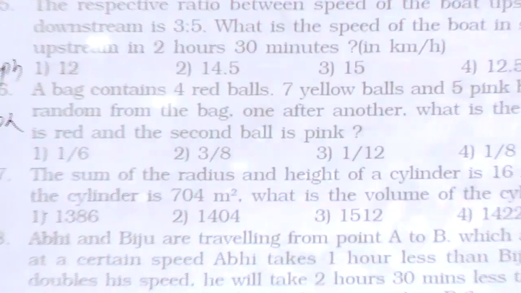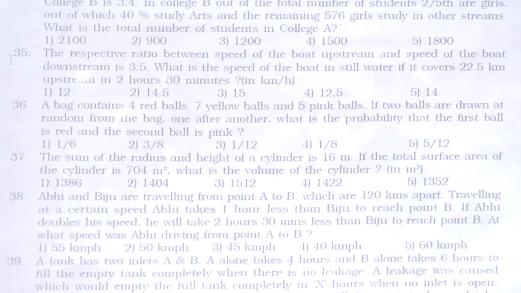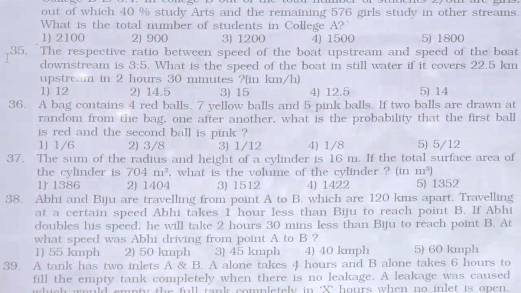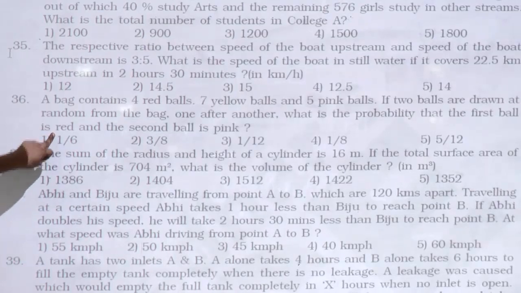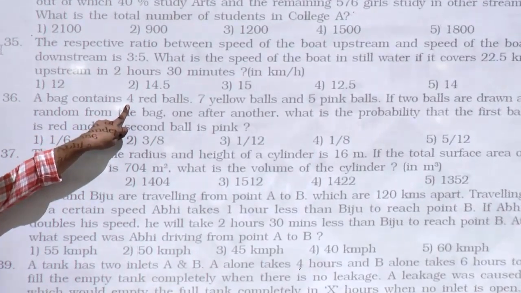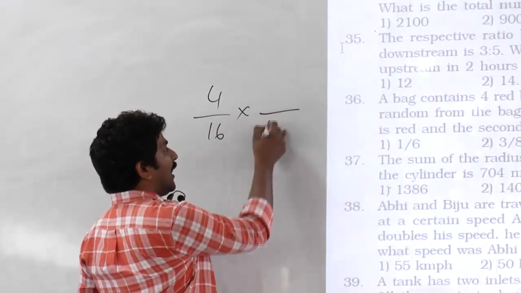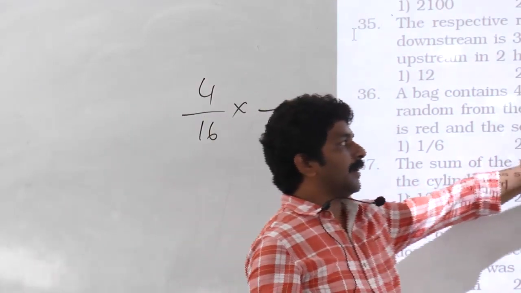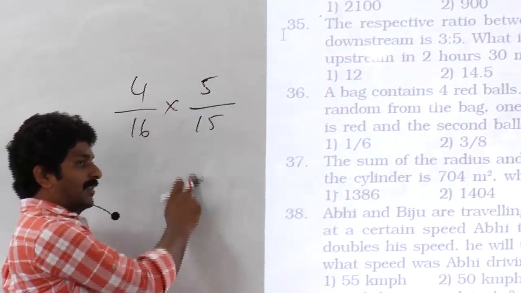A bag contains 4 red balls, 7 yellow balls and 5 pink balls. If 2 balls are drawn at random from the bag, one after another without replacement, what is the probability that the first ball is red and the second ball is pink? How many total balls do you have? Initially 16, and the first ball is to be red. You can do that in 4C1 out of 16, so 4 by 16 ways. Now you have 15 balls only, and you select 1 ball in 15C1 ways, and that should be pink. How many pink balls do we have? 5. You can do that in 5C1 ways. 1 by 4 into 1 by 3, 1 by 12.